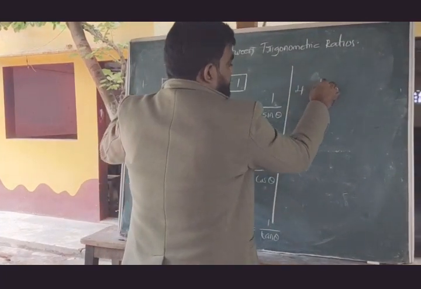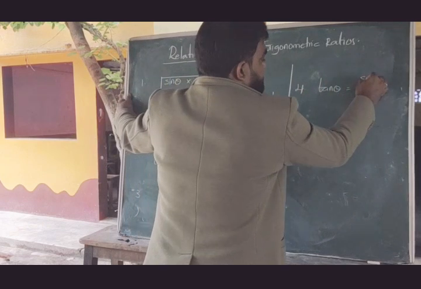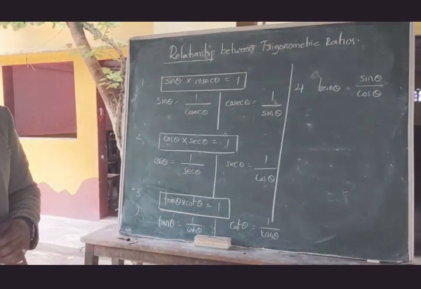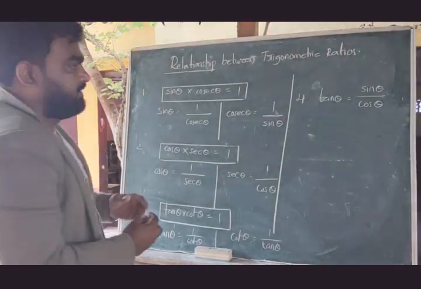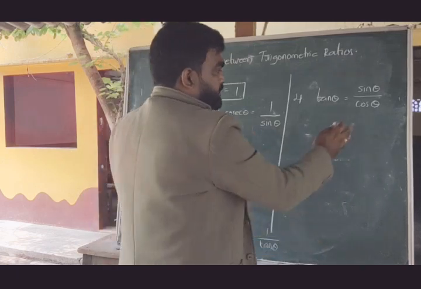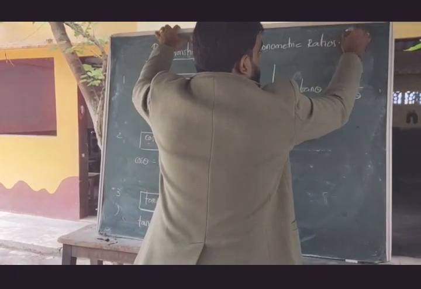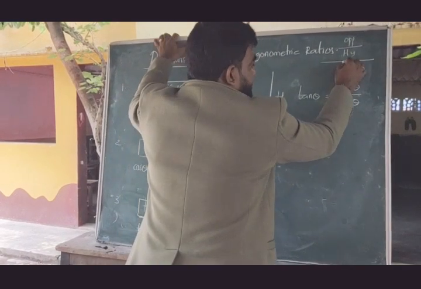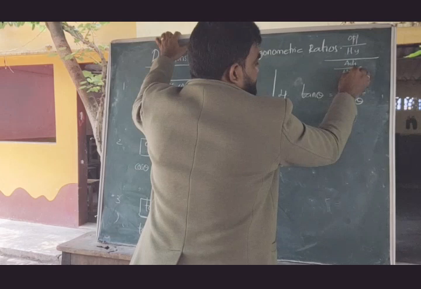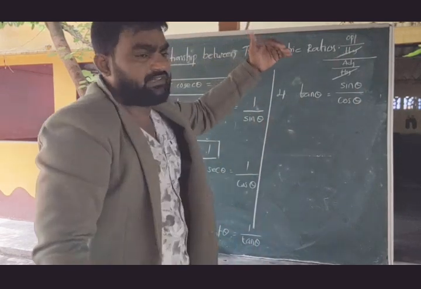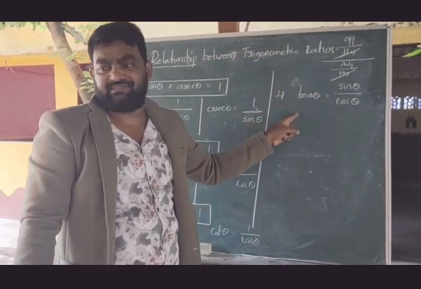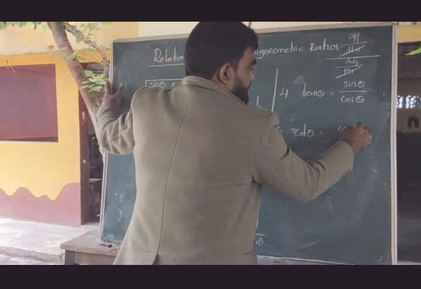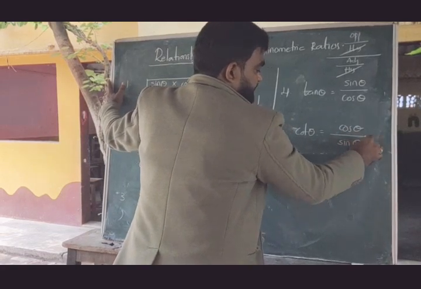Fourth one, tan theta is equal to sin theta by cos theta. Okay, now clear? If you observe the ratio, tell me, what is the formula for sine? Opposite by hypotenuse. What is the formula for cos? Adjacent by hypotenuse. Hypotenuse cancels. Opposite by adjacent. What is opposite by adjacent? Tan theta. Similarly, cot theta is equal to cos theta by sin theta.